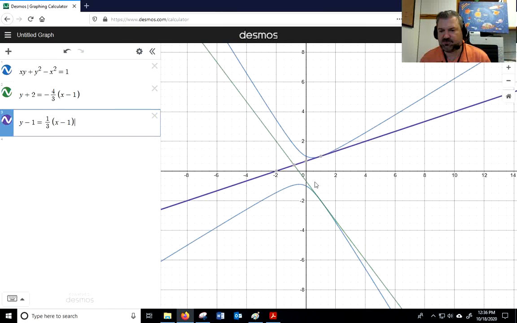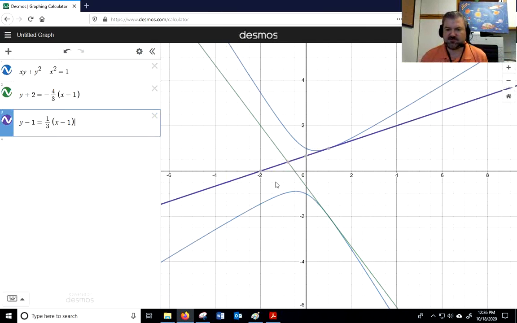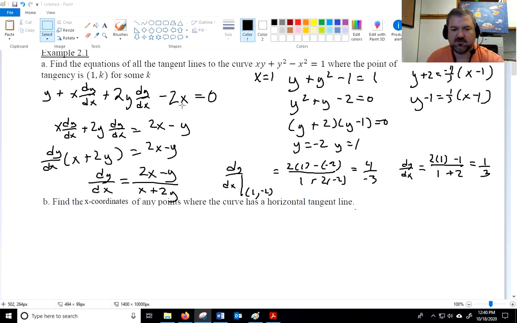So those look pretty tangent, don't they? So we were able to do it. Okay, so now we're going to find the x-coordinates of any points where the curve has a horizontal tangent line. A horizontal tangent line occurs when the numerator is equal to 0. So let's solve 2x minus y equals 0.